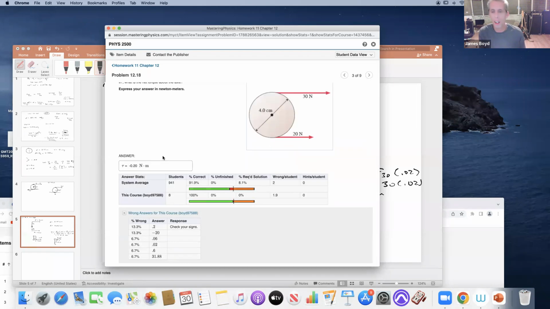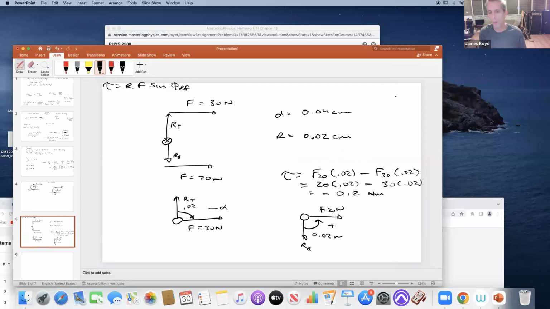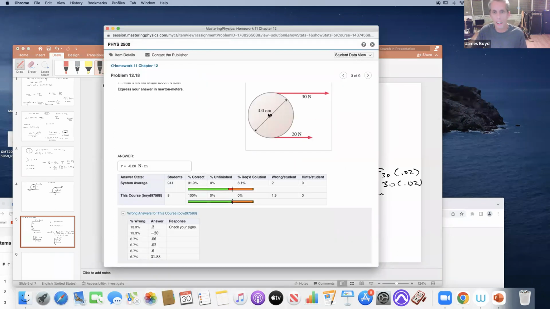Okay. So just make sure that on this, you can draw these torque diagrams, and then you can write the net torque equation. This is incidentally also equal to I alpha. But so it's R, which is 0.02, times 30, but that one's negative.